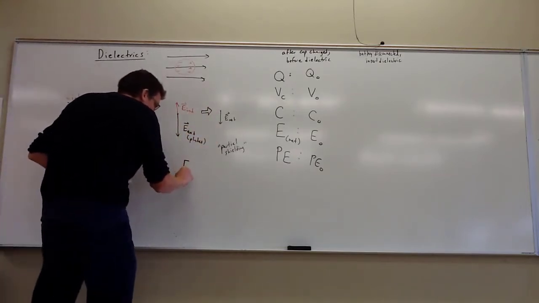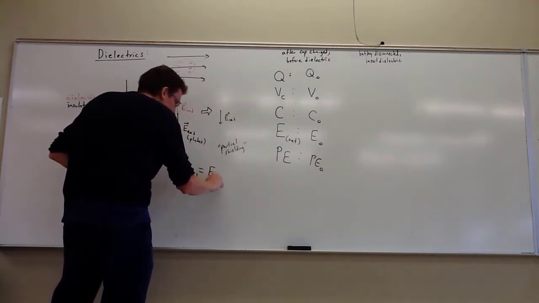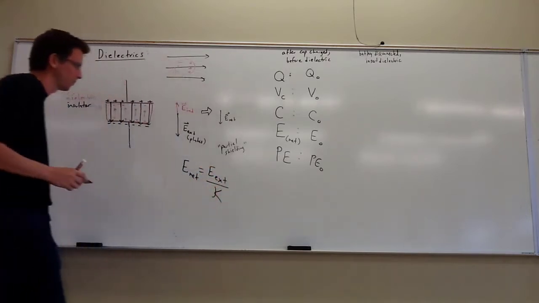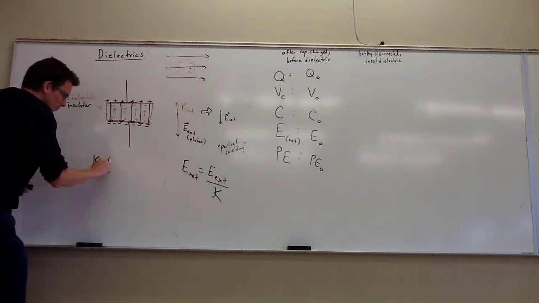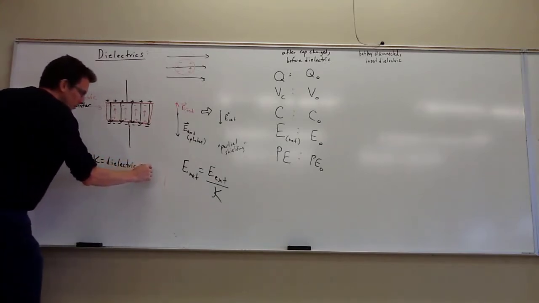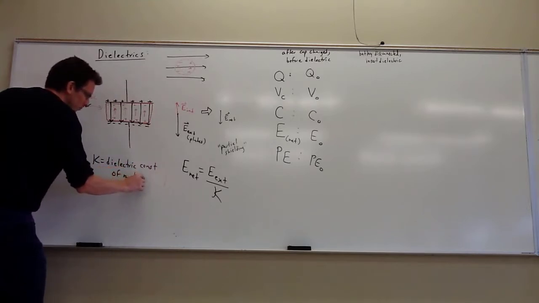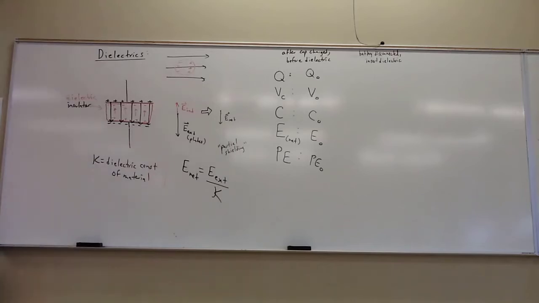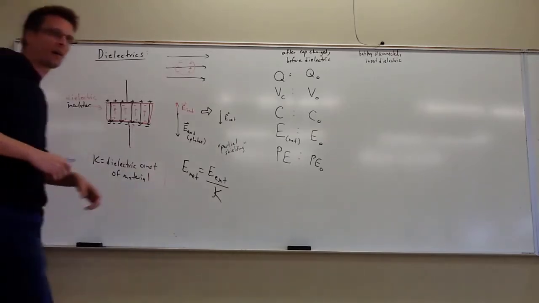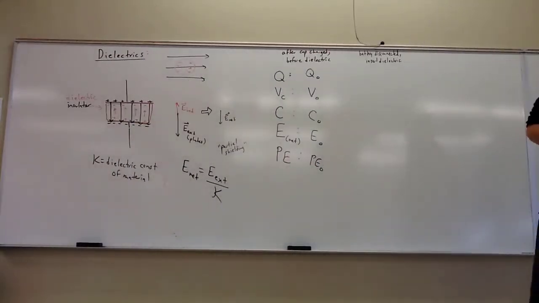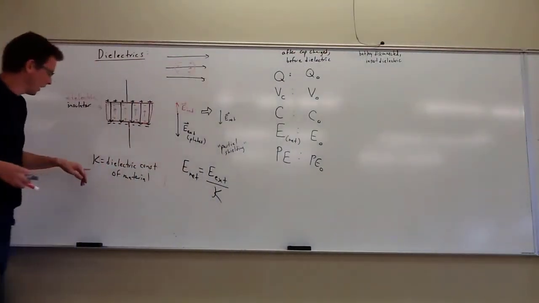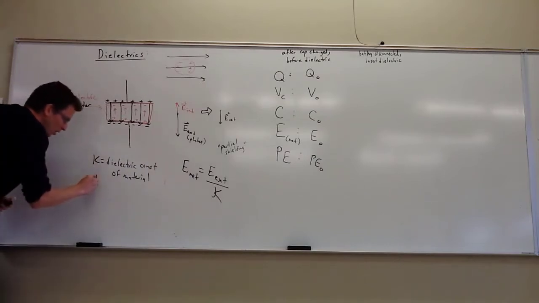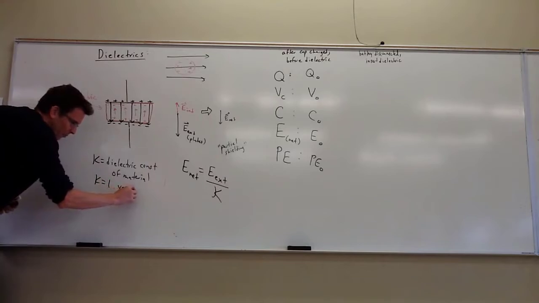So we go E net is equal to E external divided by kappa, where kappa is called the dielectric constant of the material. It's a unitless number, it's just a divider on how much we're reducing the electric field by. There's a table of them on your formula sheet. First of all, I should say that it's 1 for a vacuum, but it's bigger than 1 for everything else.